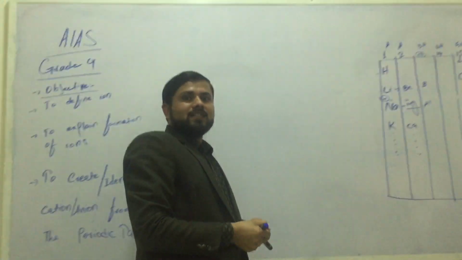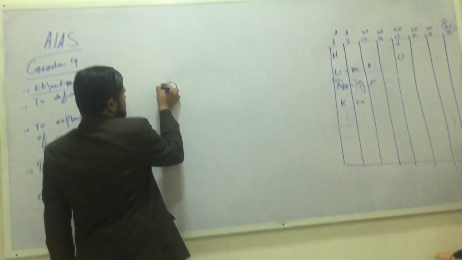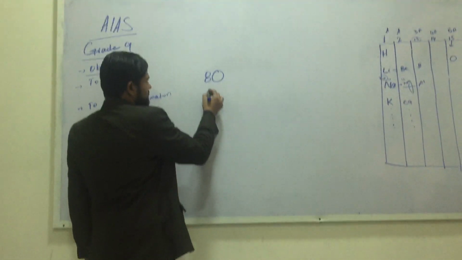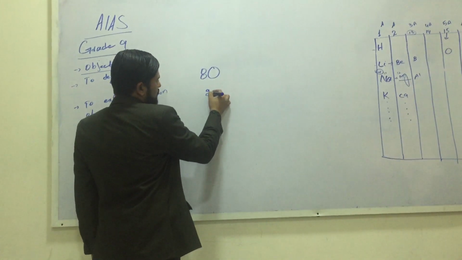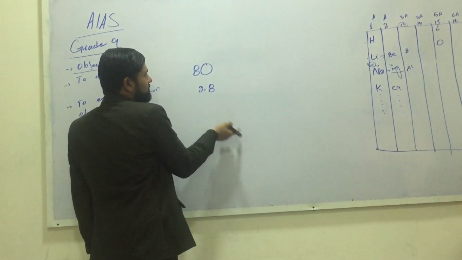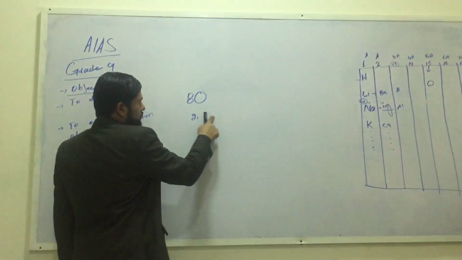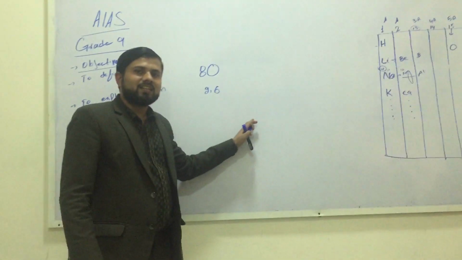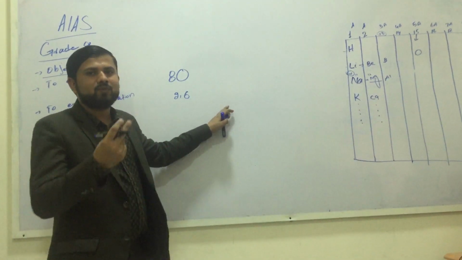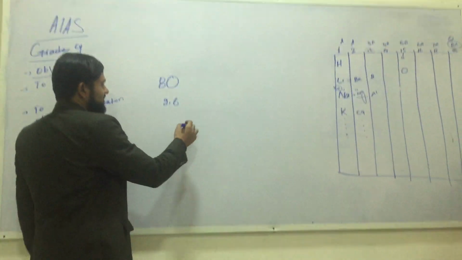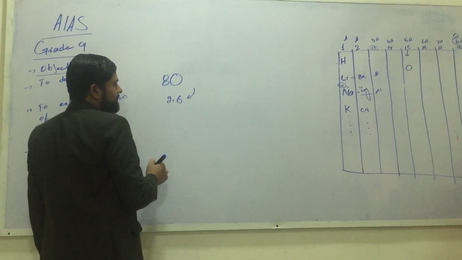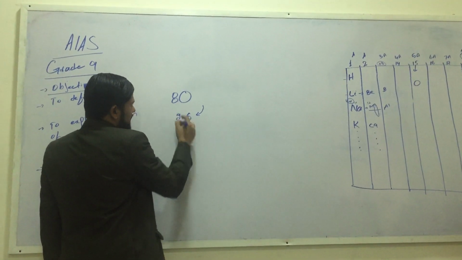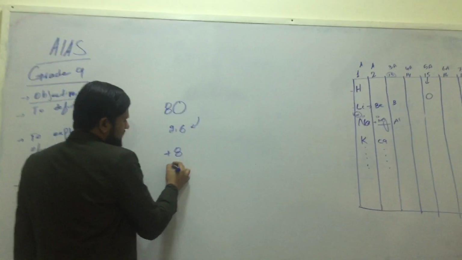Oxygen's atomic number was 8. The configuration of this oxygen element is 2 in the first shell, and in the outermost shell there are only 6. As I told you, in the outermost shell there should be 8 electrons, so oxygen needs 2 more electrons. If it needs 2 more electrons, it means it will take them from someone else. That is another discussion. But atomic number 8 means 8 protons and 8 electrons.